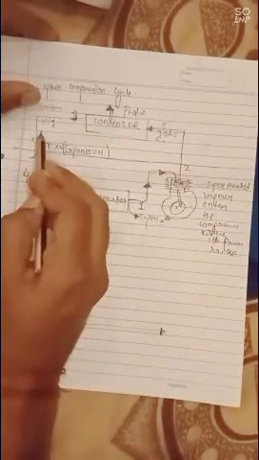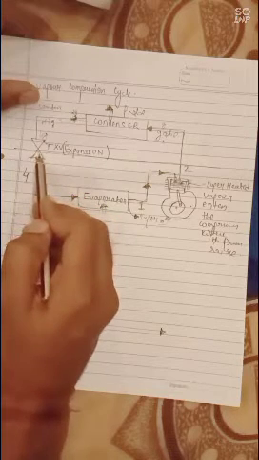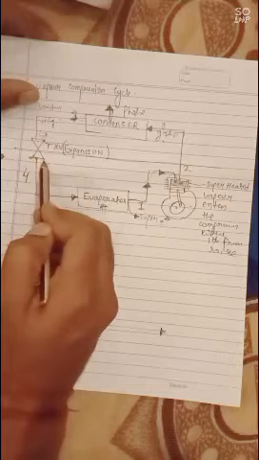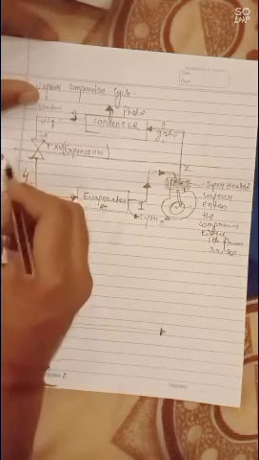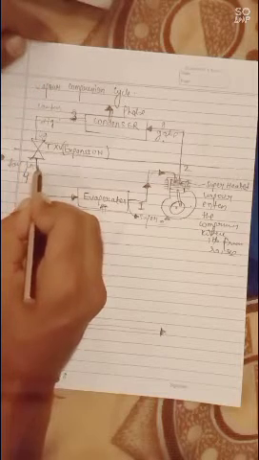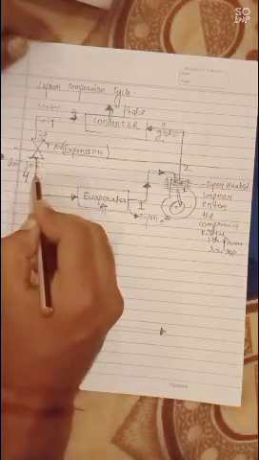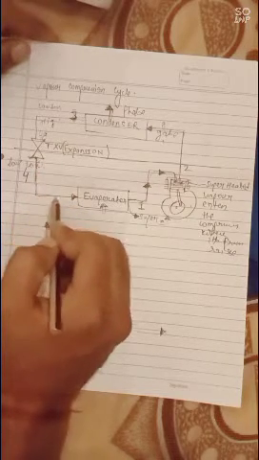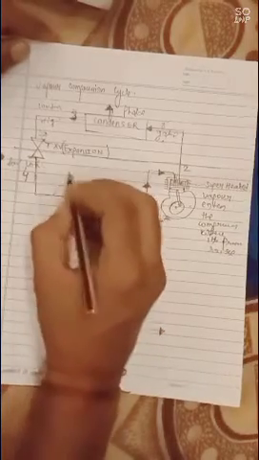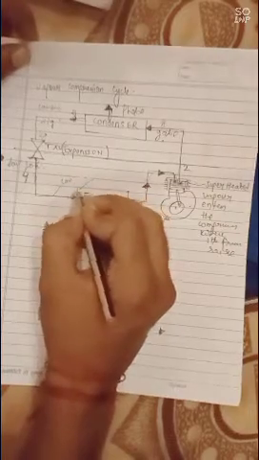Then the liquid refrigerant passes through the expansion device where its pressure drops to a low pressure and low temperature. It is not a vapor, it is an atomized form of refrigerant, which passes through the evaporator. It has a very low temperature and very low pressure.